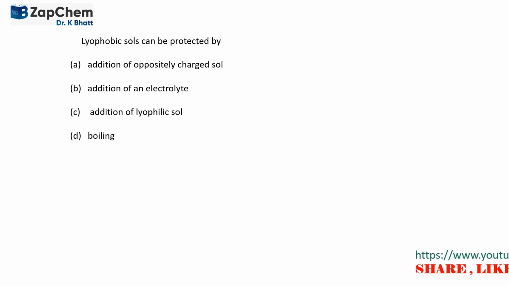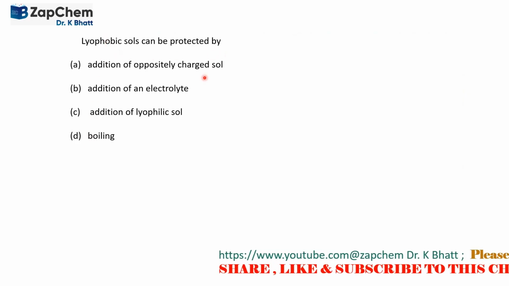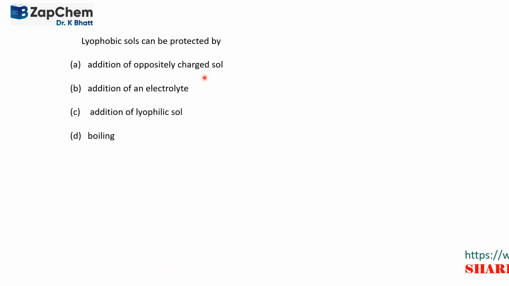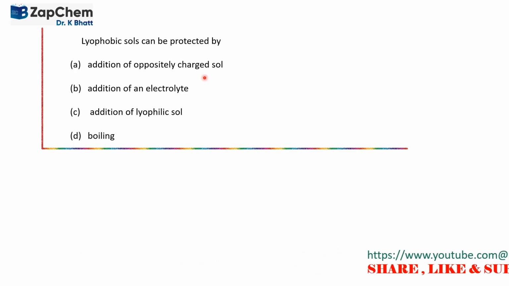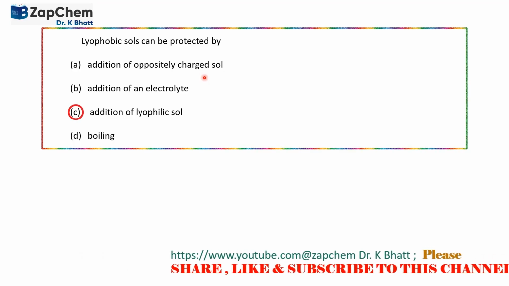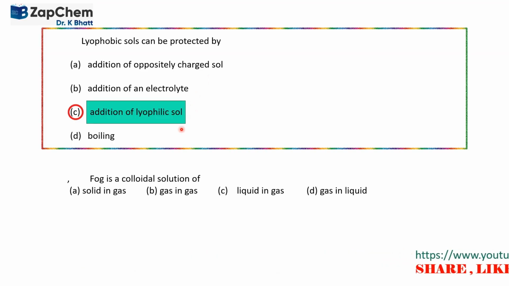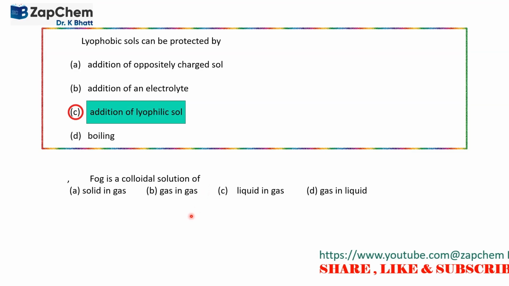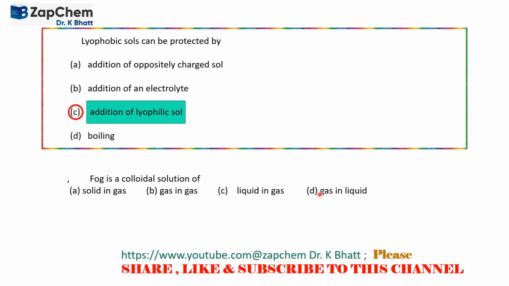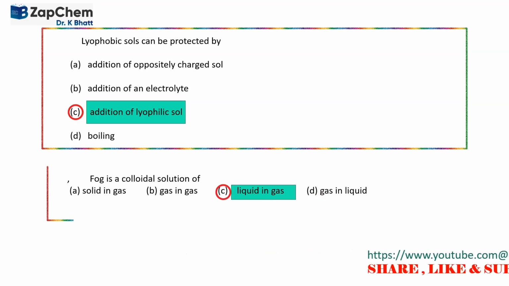And the question is, lyophobic sols can be protected by? Very simple question. The protective colloid is definitely option C, that is lyophilic colloid, that is lyophilic sol. So that's the correct answer. Fog is a colloidal solution of 4 options given: solid in gas, gas in gas, liquid in gas, gas in liquid. And the correct answer is liquid in gas.